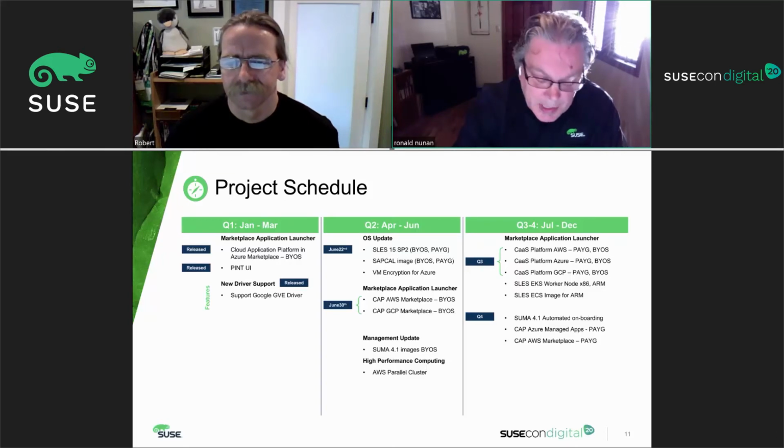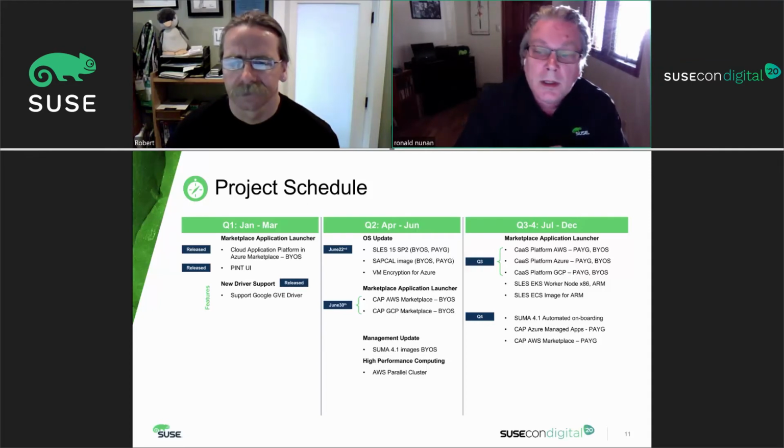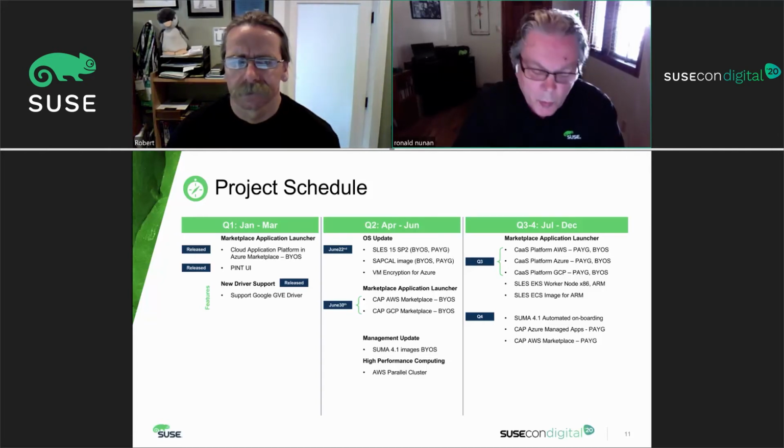You will see both the pay-as-you-go and bring-your-own environment images up there that will do the install and starting of Container as a Service Platform. And then you'll also see SLES EKS worker nodes, x86 and ARM show up, as well as an ECS image for ARM. And then towards the end of the year, you're going to see something that's pretty interesting and really useful for people wanting to manage the pay-as-you-go on-demand instances.